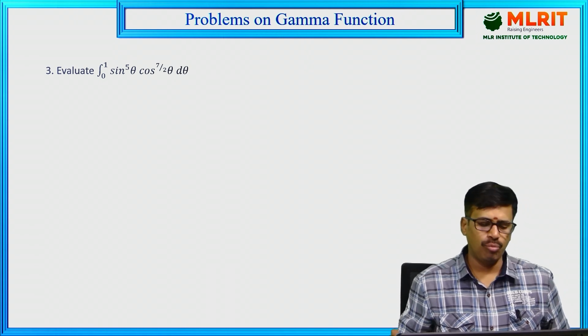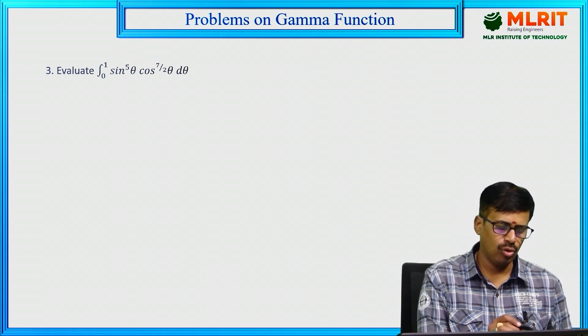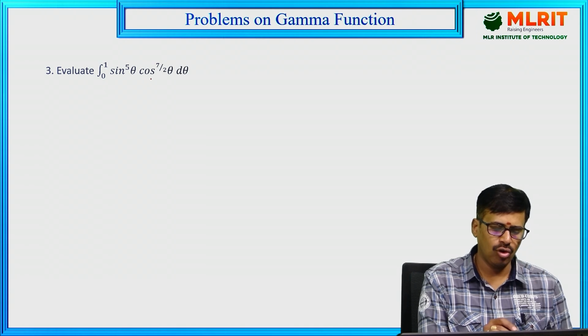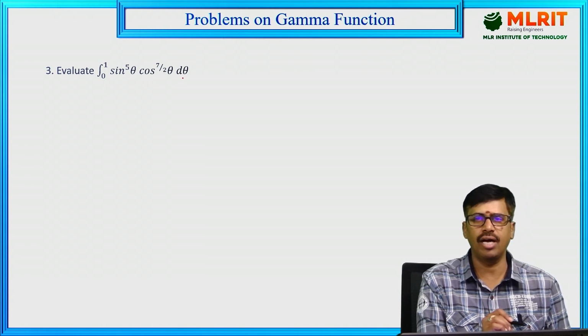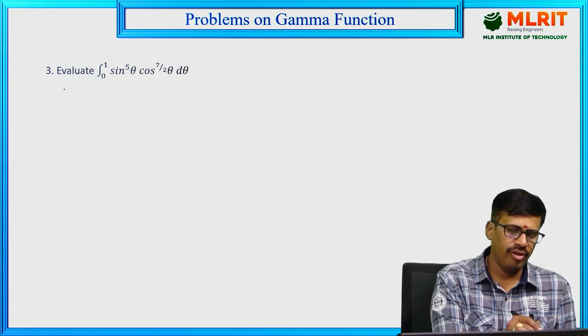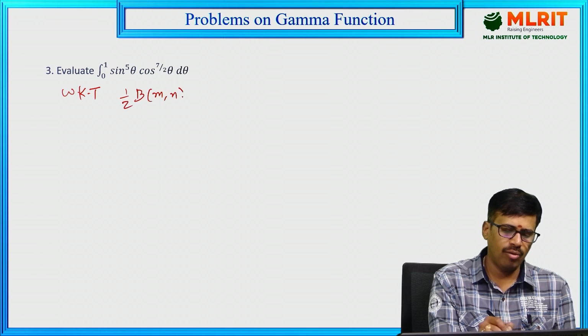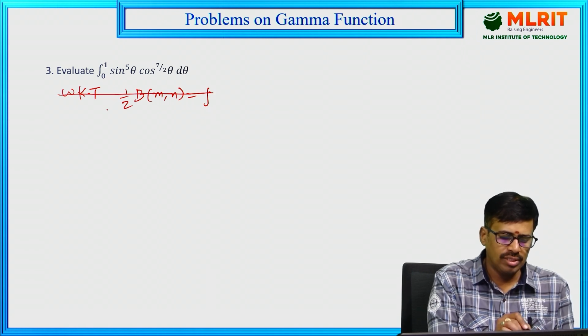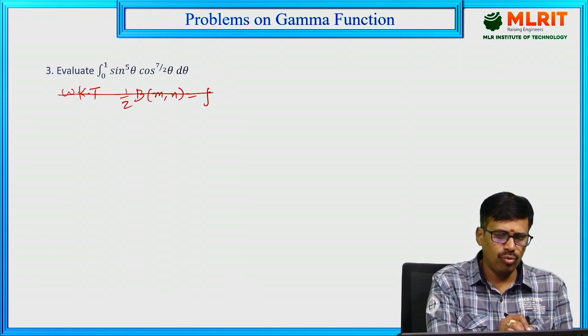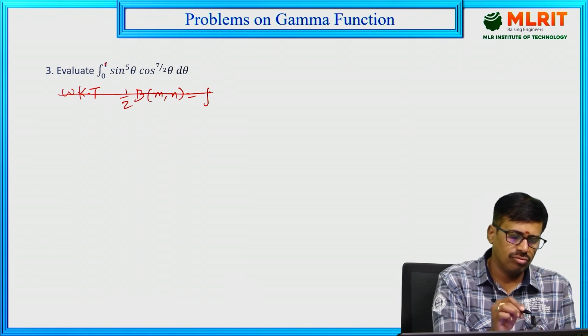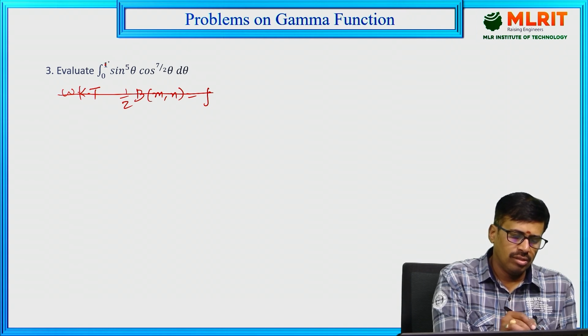Let us evaluate one more integral. Evaluate the integral from 0 to 1 of sin^5 theta cos^(7/2) theta d theta. Already we have seen, we know that in the beta function there is one property: 1 by 2 into beta of m comma n equals the integral. This is not 0 to 1, okay, it is 0 to pi by 2.